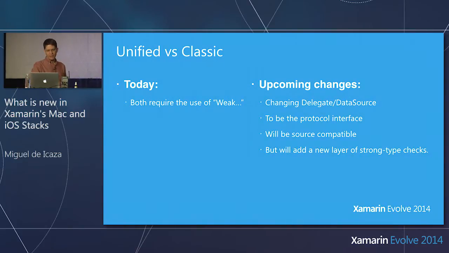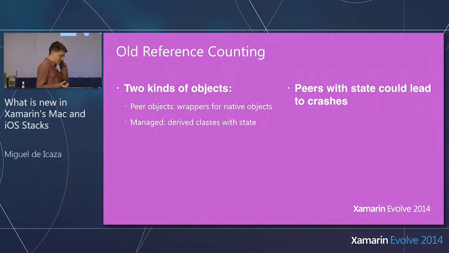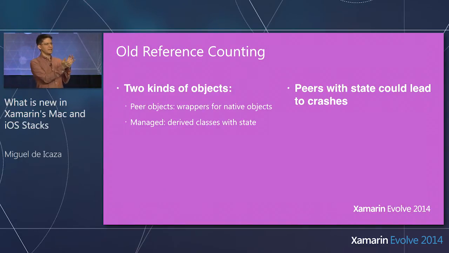Now, let me talk about a problem that has been an issue for some of our users, which involves reference counting. There are certain scenarios where you can crash your application if you don't keep references to certain objects. So I'll explain a little bit how this works. We have two classes of objects in Xamarin iOS and Xamarin Mac. We have objects that are peer objects, and these just represent a wrapper around a native object, right? But whenever you create a subclass and you override methods and you add attributes and fields and you add state, we call this thing managed objects.